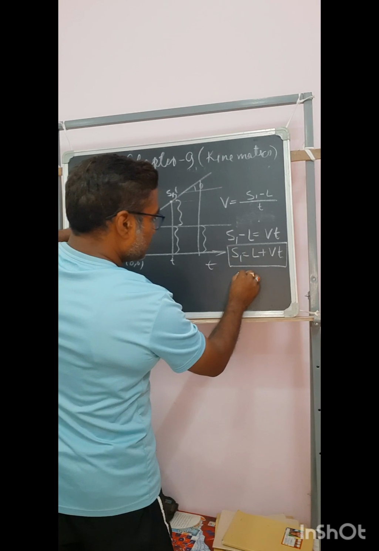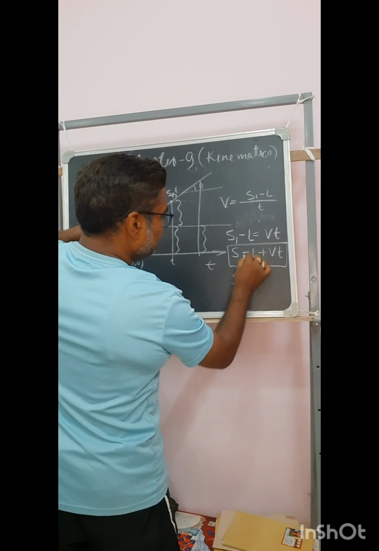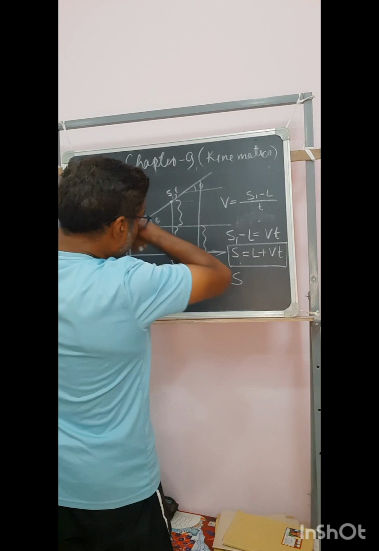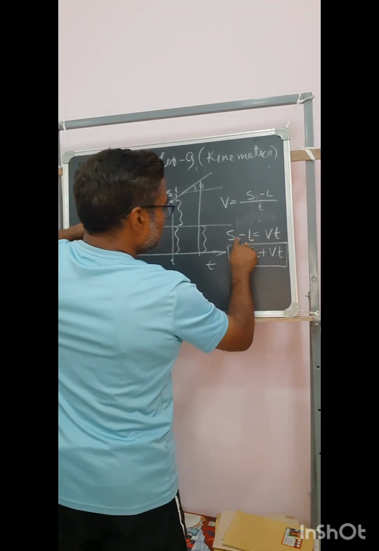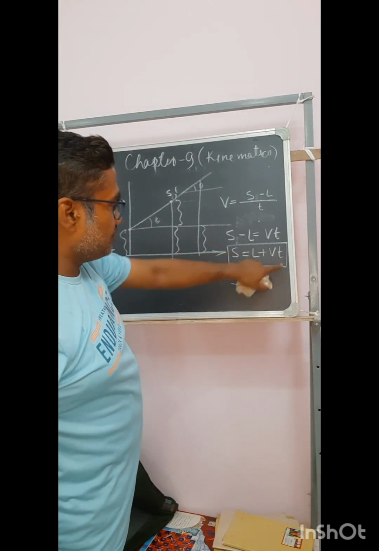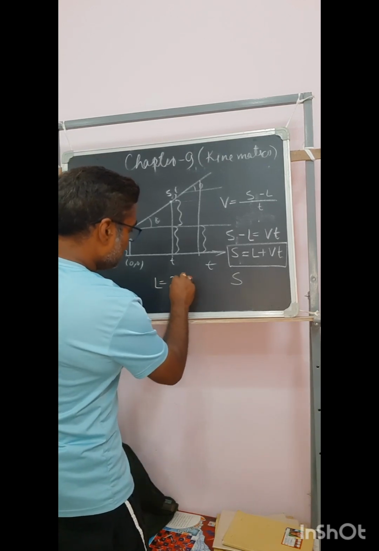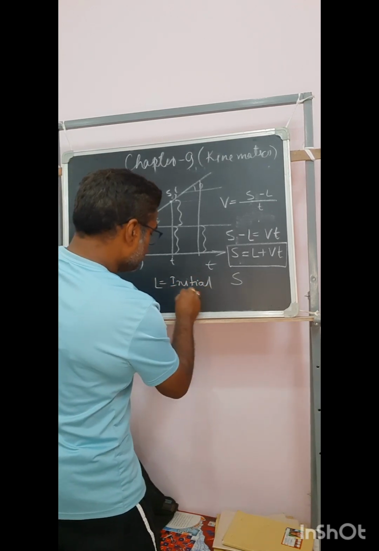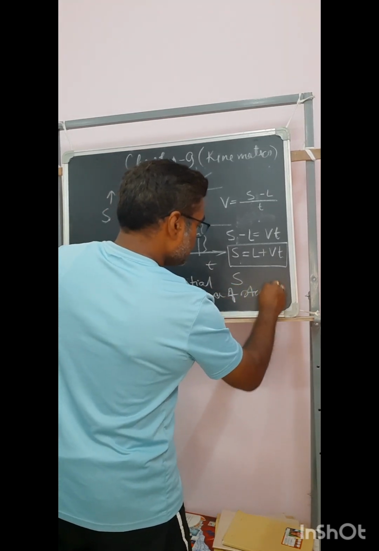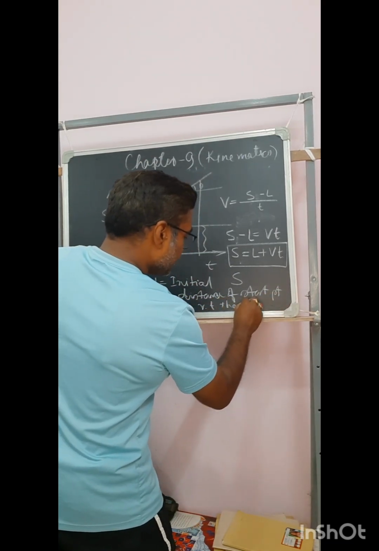But in the initial case, what was the equation? Now ultimately I can remove the subscript one, because it will be universal. If I consider this is s, the distance will become s minus L. So for the universal expression, s will be L plus Vt, where L is the initial distance of the start point with respect to the reference point.